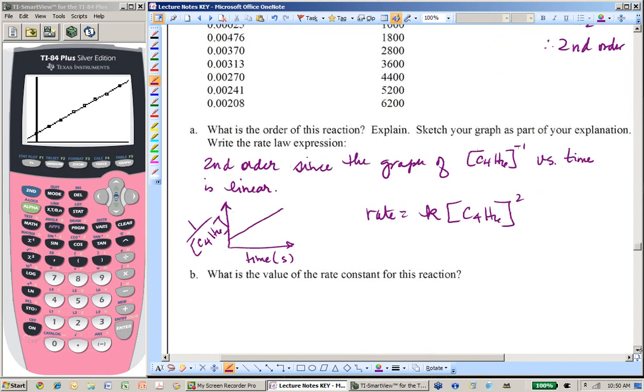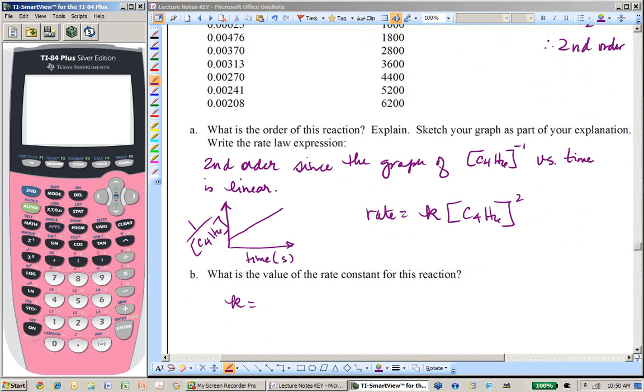What is the value of the rate constant? You had to know that was coming. K equals the slope. If I quit my graph and get that data back, there it is. That's the command to get it back. My slope is, and remember K's are always positive. In this case it is positive, but even if it isn't, remember that K is always, always, always a positive number. But my A is 0.0612, and I'm just going to leave it like that.